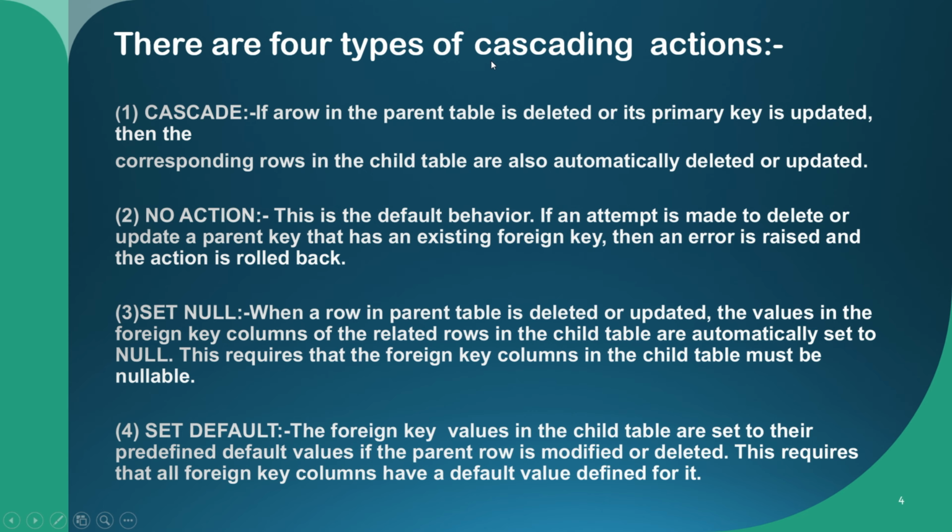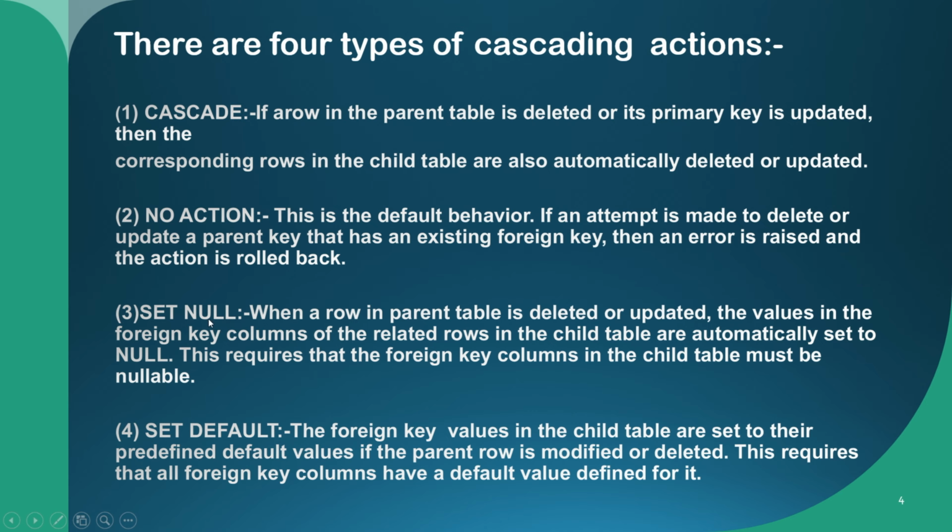So there are four types of cascading actions. The first one is CASCADE. If a row in the parent table is deleted or its primary key is updated, then all corresponding rows in the child table are also automatically deleted or updated. The next one is NO ACTION. This is the default behavior. If an attempt is made to delete or update a parent key that has an existing foreign key, then an error is raised and the action is rolled back.